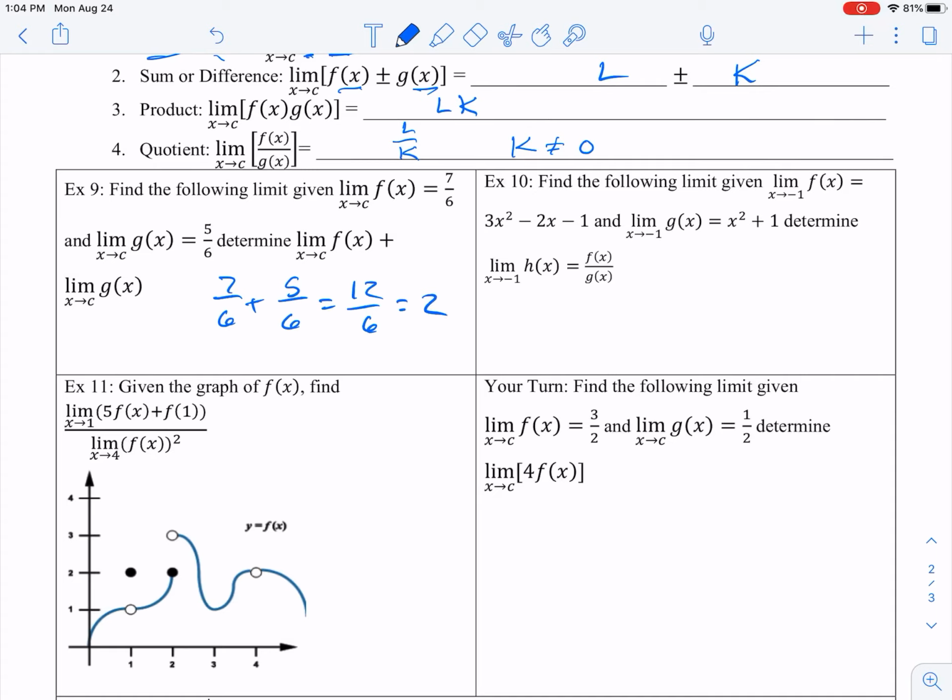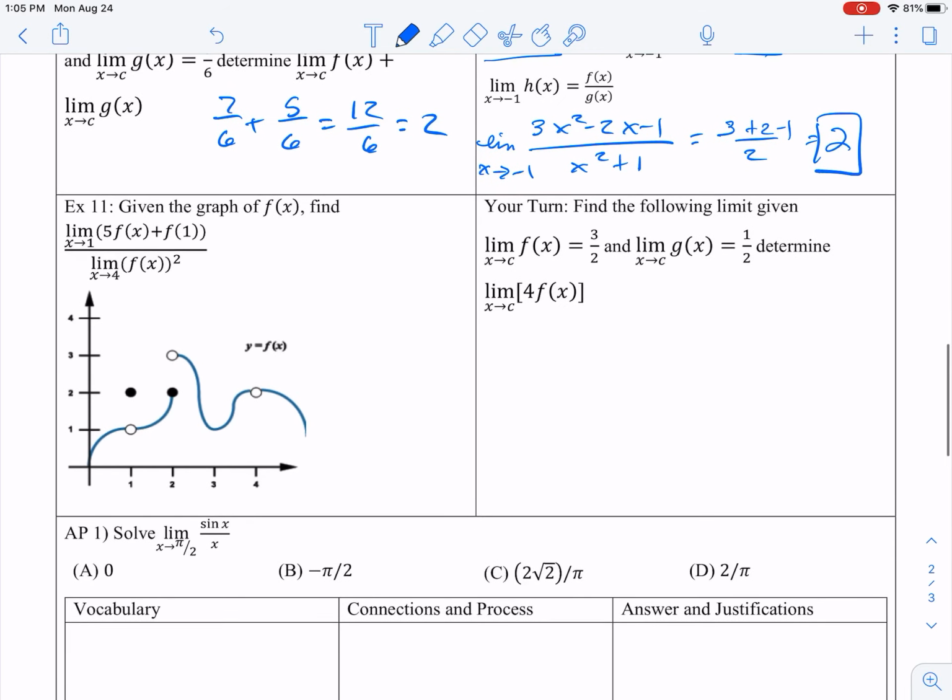All right, this one they gave you equations. Determine that. I'm going to stick them together. F of x is this, 3x squared minus 2x minus 1 over x squared plus 1. And the limit as x goes to negative 1. I just plugged it in, did the math, and got 3 plus 2 minus 1 over 2, which is 4 over 2, which is 2.